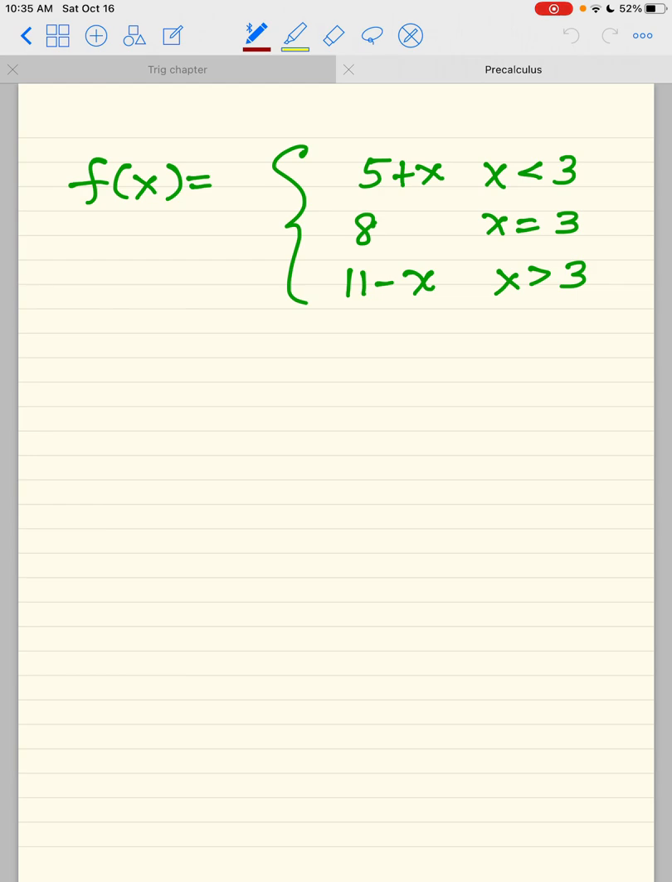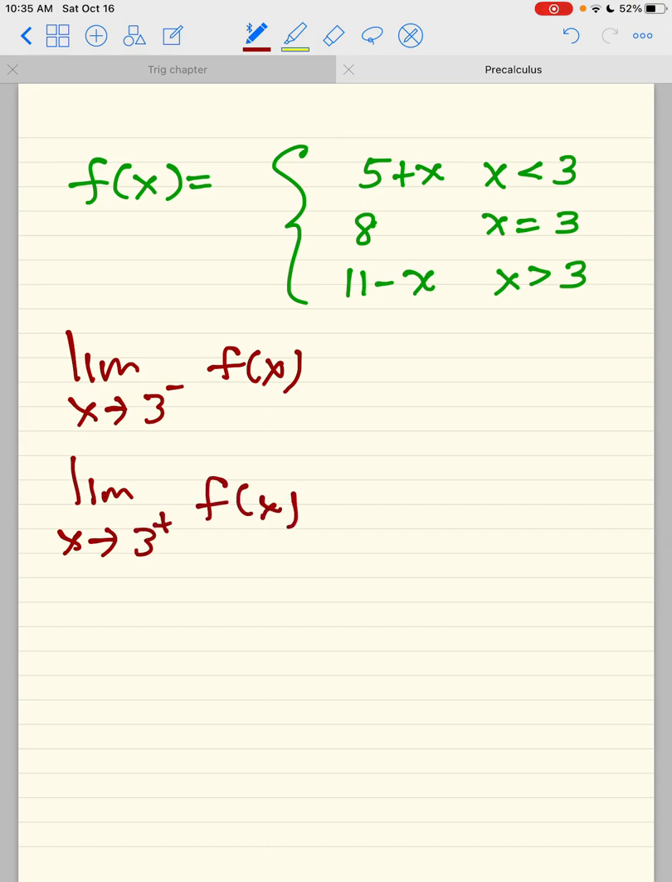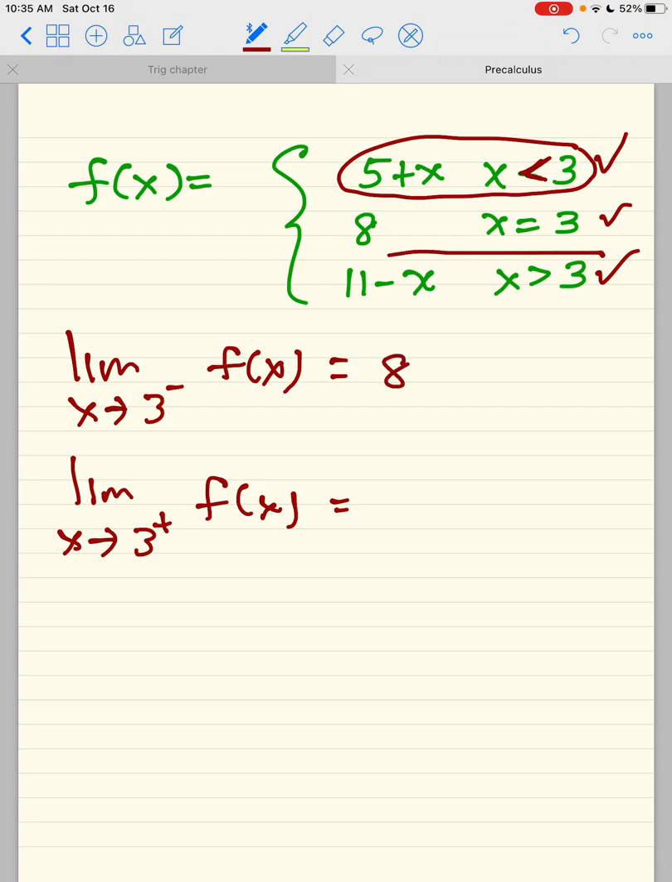Okay, this one is a bit different, so let's check it out. We're going to do the limit as x approaches 3 from the left, and then the limit as x approaches 3 from the right. So how do we do this? This says less than 3, use me. This says equal to 3, use me. This says greater than 3, use me. So what you want to do is you want to plug the 3 in. You get an 8. That's from the left.